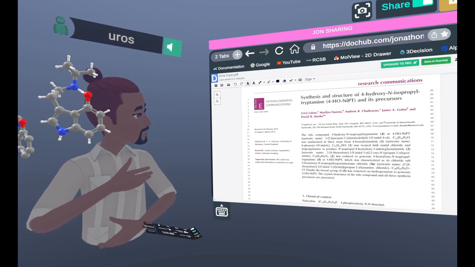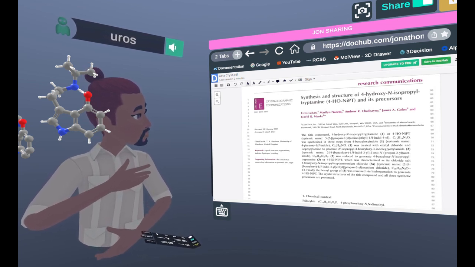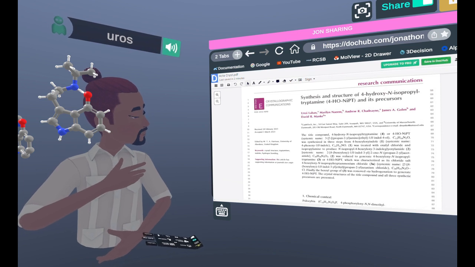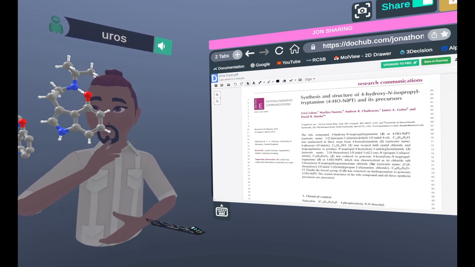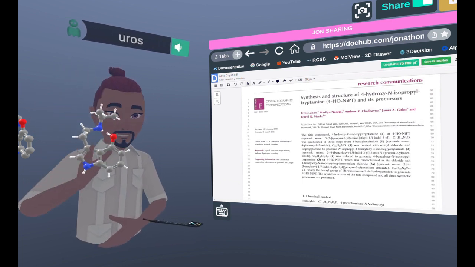Recently at CaaMTech, we have synthesized 4-hydroxy-N-isopropyltryptamine as a part of our program in studying the monoalkyl tryptamines. And here we can see the crystal structure.